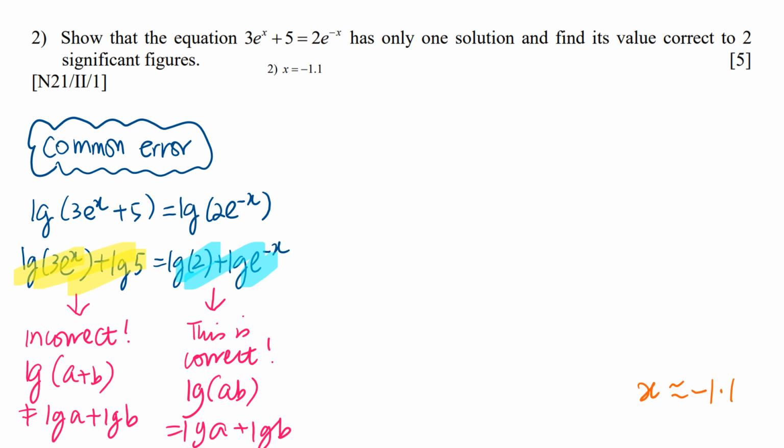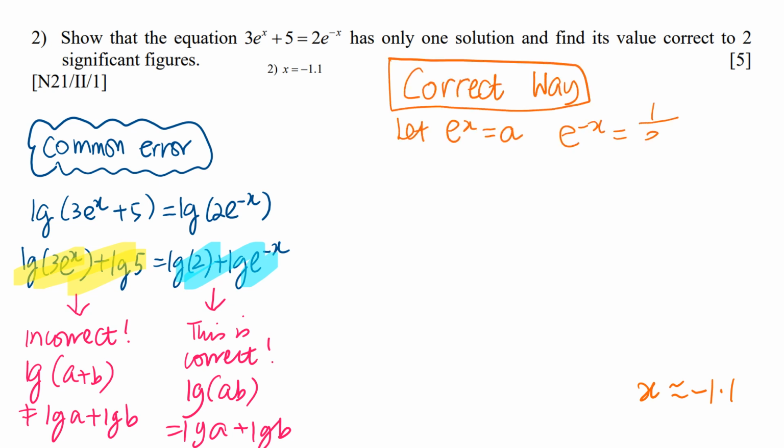So if you were to bring common log to both sides on these questions, you can only apply the product law to the one that's colored in blue. Then the one that's colored in yellow, you can't apply it. So therefore, you can't actually solve this question by bringing common log to both sides. Okay, I hope you understand what I'm talking. So what is the correct way of doing it? Yes, the correct way of doing it is to use a substitution method. And that is when you let e to the power of x equals to a.